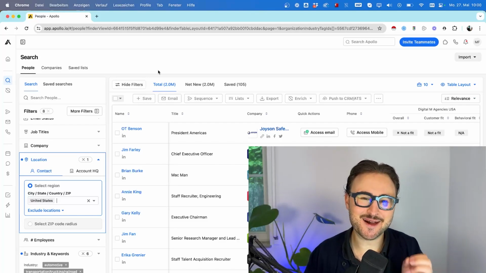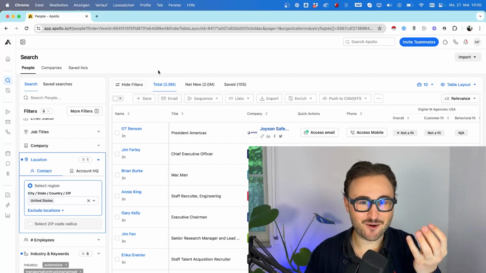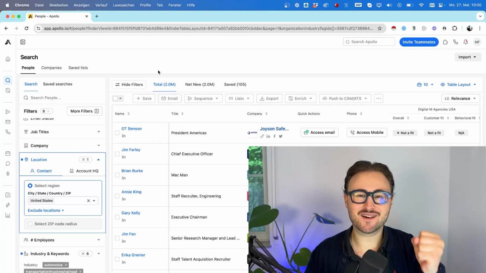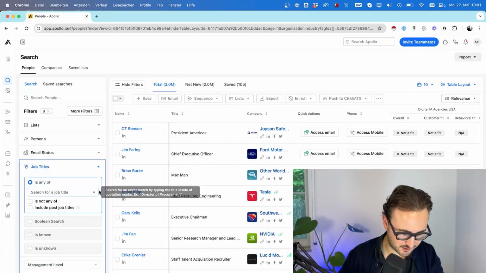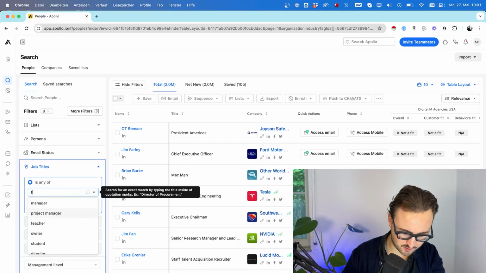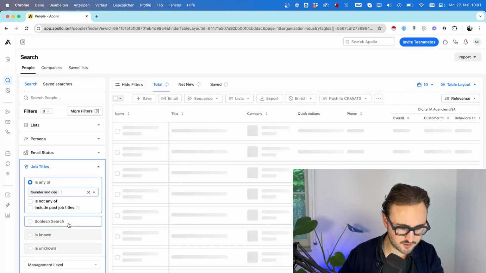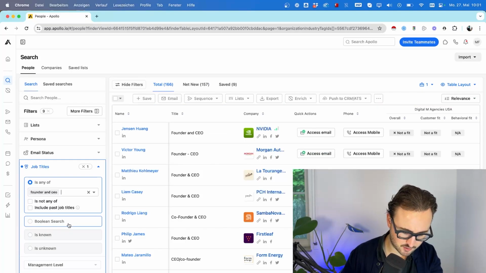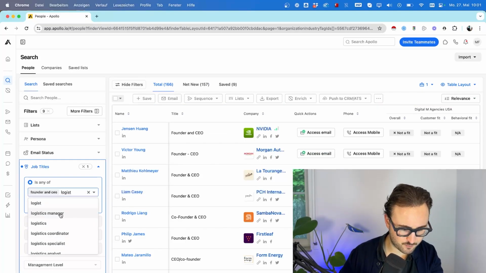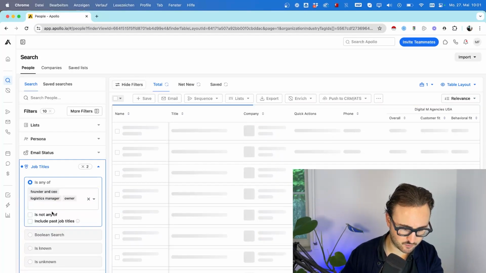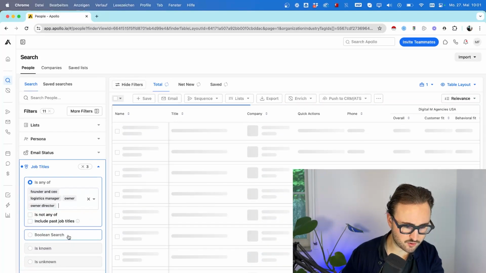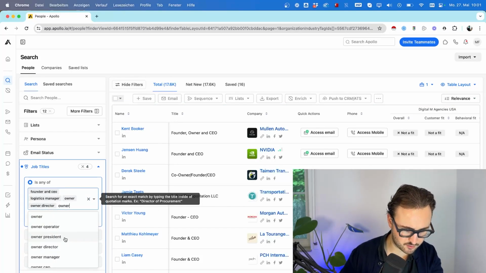Now the magic happens. Now we identify our serviceable obtainable market. So the market we can really have a very high market share, basically right from the beginning, if we are experts in that area. Now let's get all we got. Job titles. We want to target founders and CEOs. We want to target logistics managers. We want to target owners. We want to target owner and or director. We want to target owner and or president.